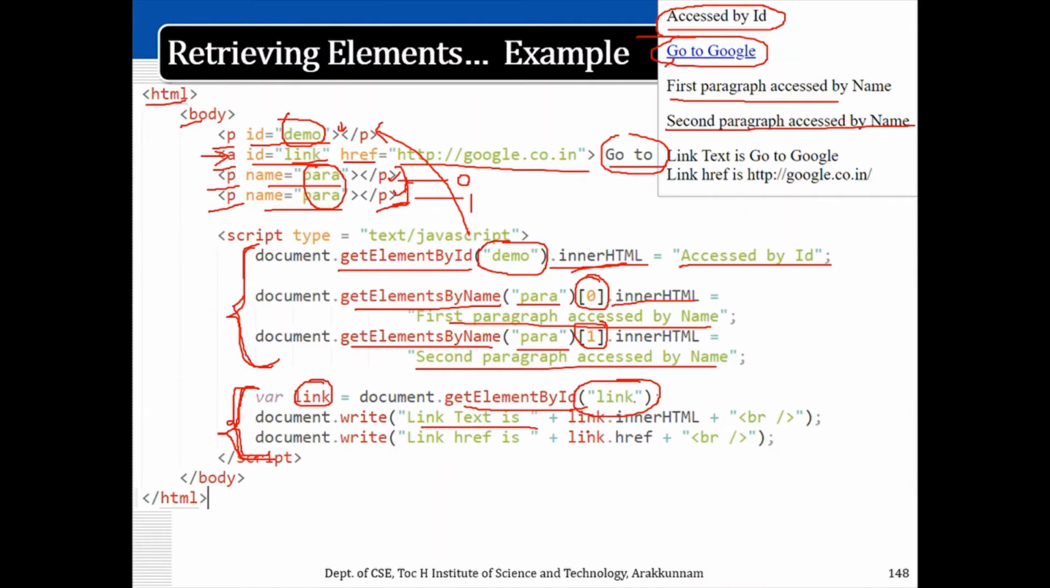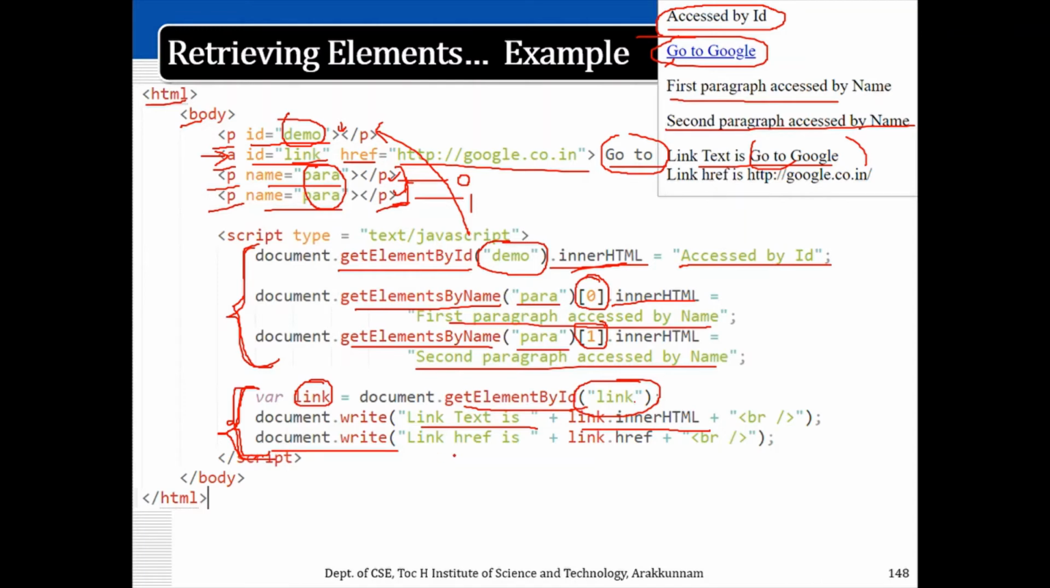Link text is link.innerHTML. So I am going to access the link text, that is "go to Google". So that text is accessed and it is printed. So link text is "go to Google". Sorry, here it is accessing the properties. Here it is setting the properties.